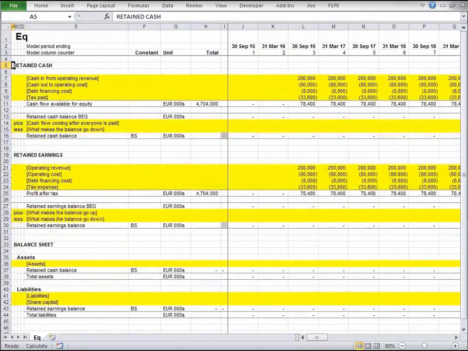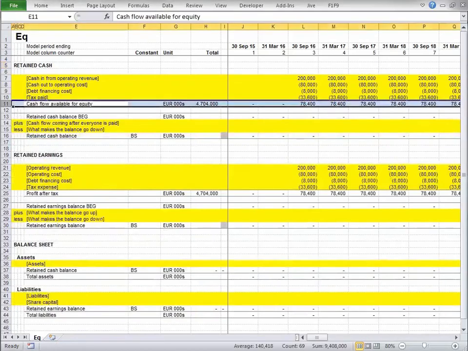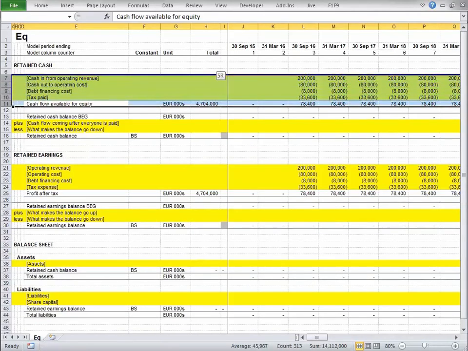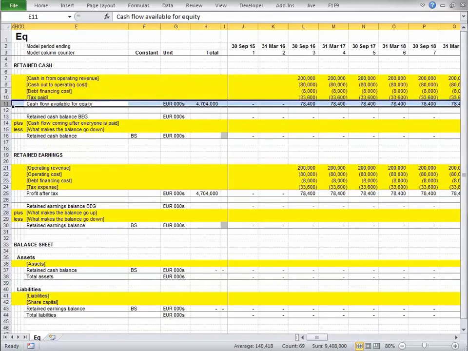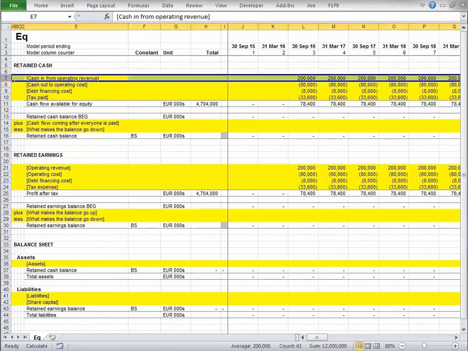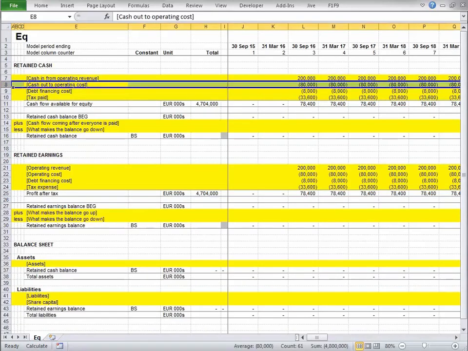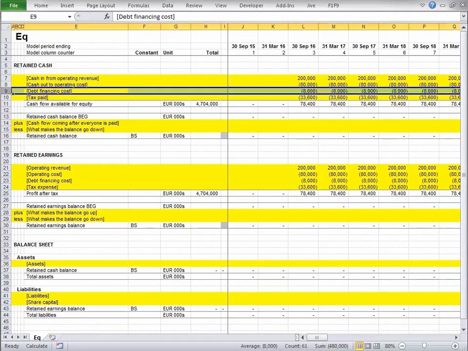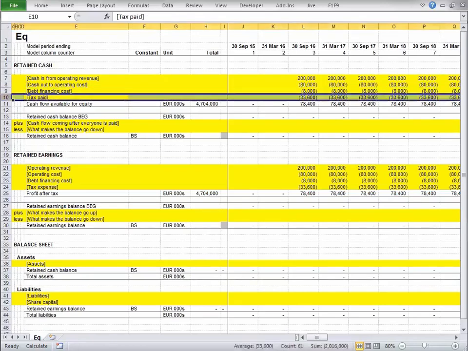Using corporate finance language, I would describe equity investors as having a claim on cash flow that is post-finance and post-tax. And I have set up a simple cash flow that illustrates this point. Cash flow available for equity is after deducting from revenue, operating costs, debt finance costs, debt principal repayments, and tax paid.